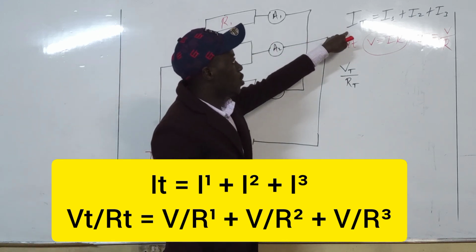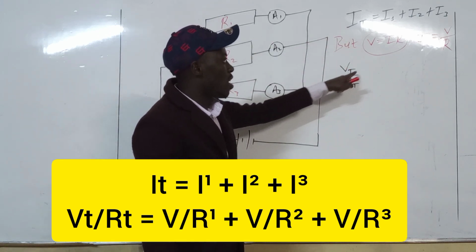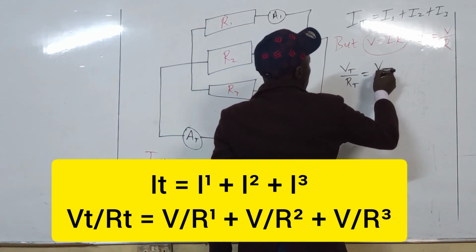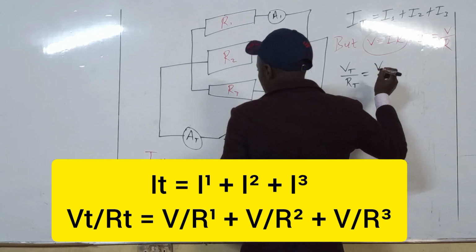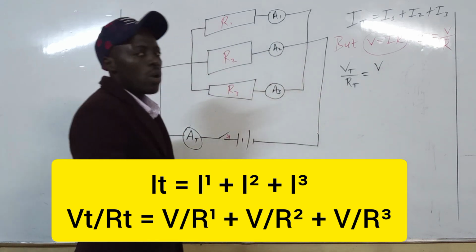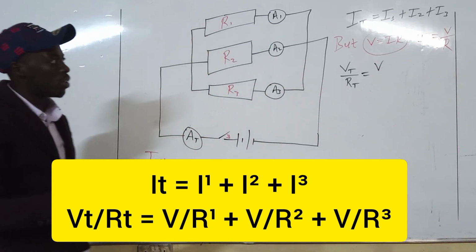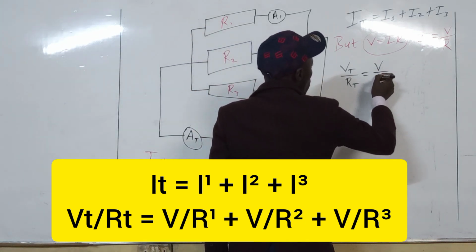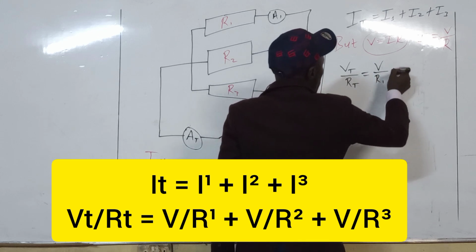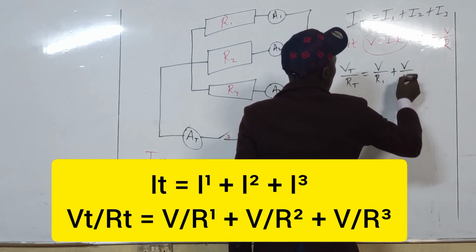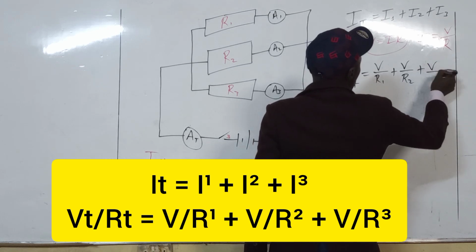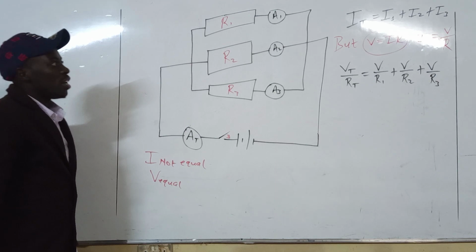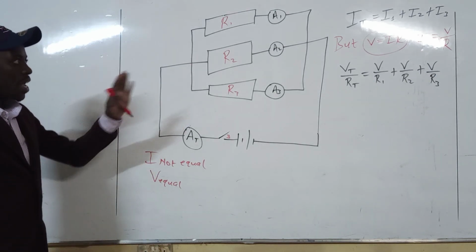So total current will be V over RT. Then I1 will be V over R1. Remember, we have said voltage is the same, so we will not have voltage 1, voltage 2, and voltage 3, because voltage is the same through all of them. So we will only have V over R1 plus V over R2 plus V over R3. Where we have current, we have just replaced V over R.